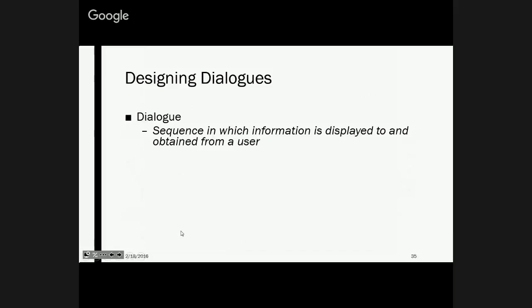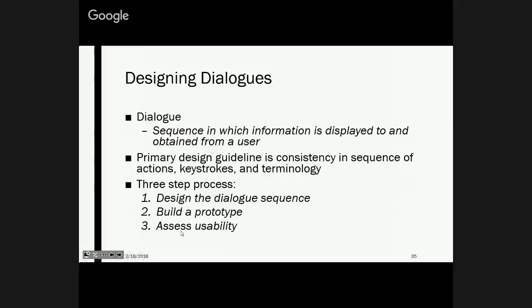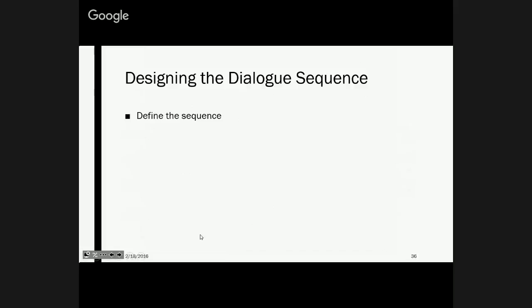So dialogues. A dialogue is how information is displayed to and obtained from a user. I always think of it as a little broader than just your pop-up dialogue window, but that's the easiest way to think of it. Consistency in actions, keystrokes, terminology. Again, there's a lot of overlap here. What do we think the three-step process is going to be? Prototype. This only says assess usability, where the other had feedback. Same difference, it's the same thing. So we're really nailing that.